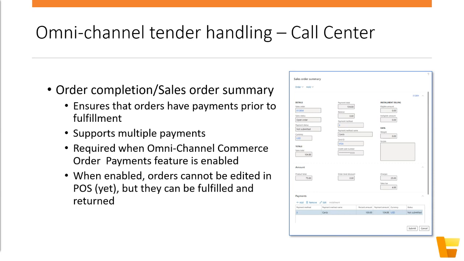For call center, we have a notion of order completion that's sort of a superset of the capabilities for base AX sales orders. And what this does is it ensures that orders have payments designated for fulfillment. And this supports multiple payments. And when you have a feature called Omni-Channel Commerce Order Payments enabled, we turn on order completion by default. So for retailers, this is very common. They want to ensure that the order can't be created and fulfilled unless there's a card on file, essentially, for these orders.